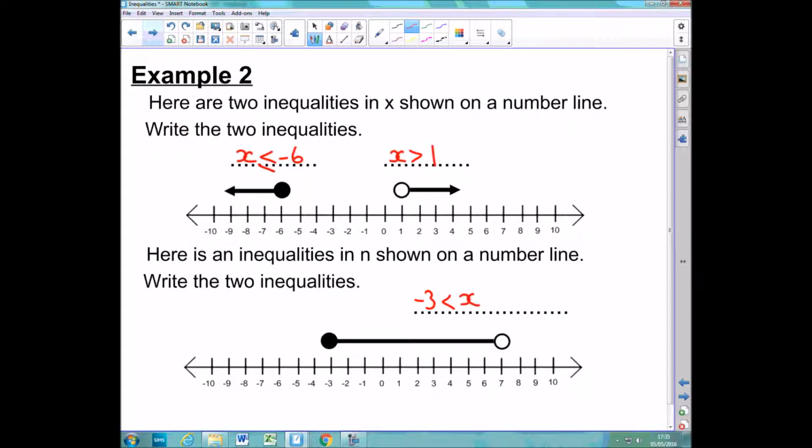And I've also got to show that x is smaller than 7. So this means it's got to sit on the smaller side of my inequality sign, and x is smaller than 7. Now, hopefully you remembered that if the blob is coloured in, then that means that it's equal to as well. So that means I've got to put an equal to sign in by that -3. So there's my inequality showing those numbers between -3 and 7.